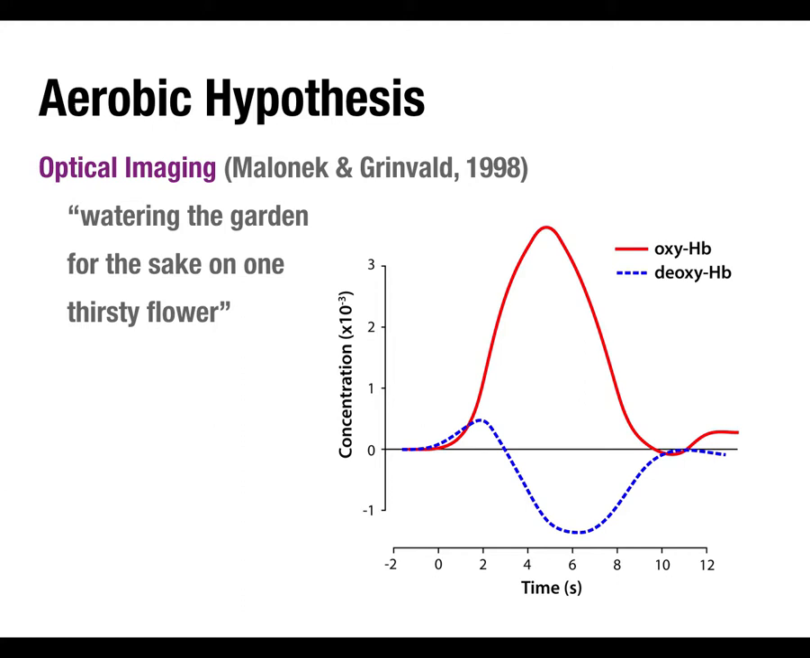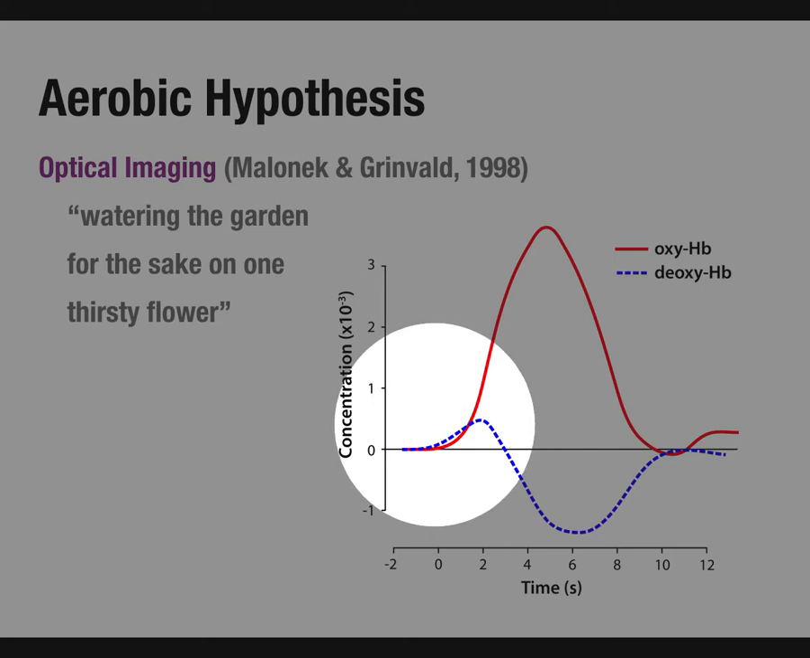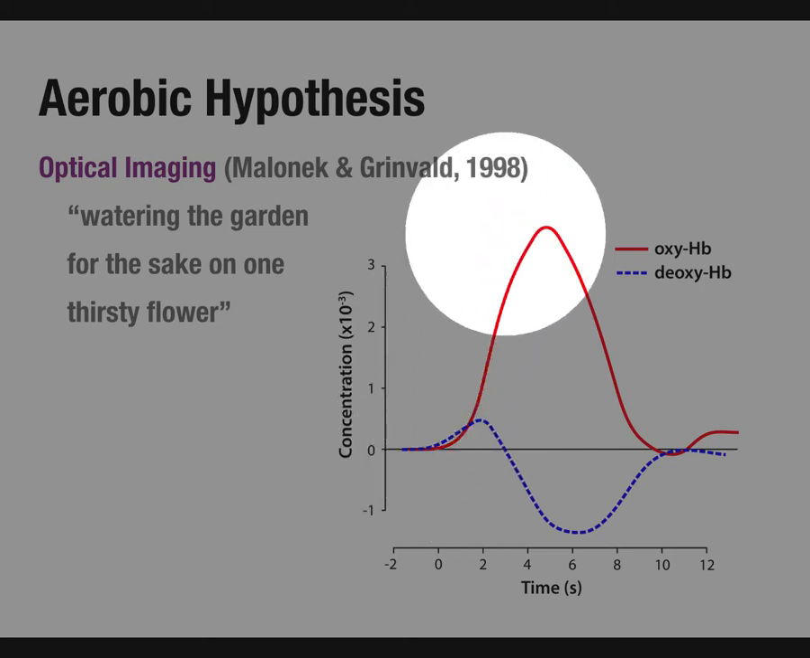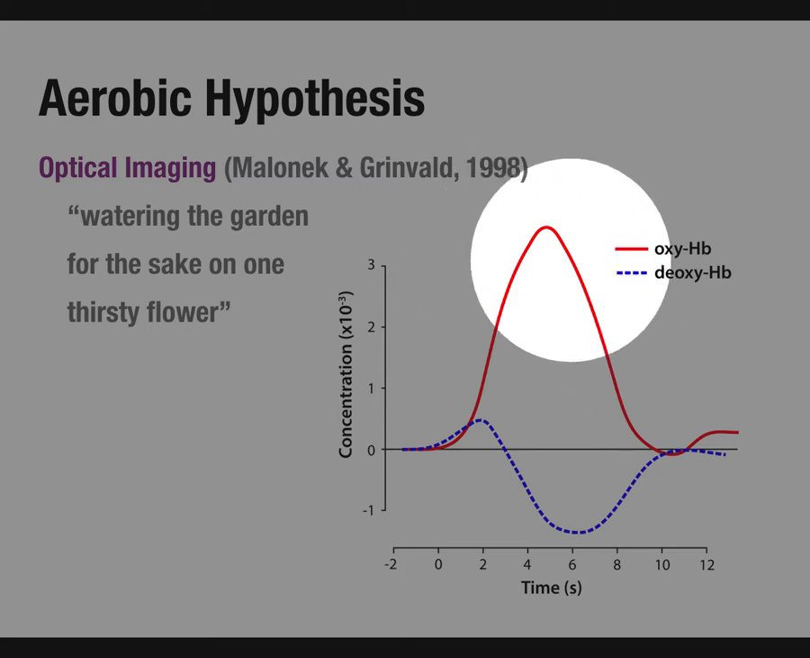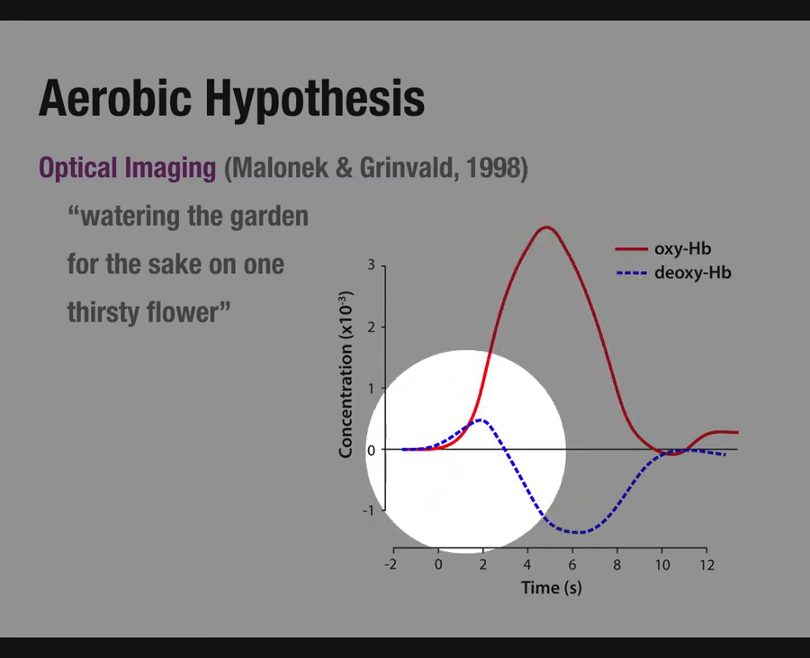So by doing that and then stimulating the animals, they expose the visual cortex of the cats under anesthesia, prop their eyes open, stimulate them visually, and they got a response that you see here, where when they measured the oxyhemoglobin, they saw sort of a delay and then a big rise and a big increase in oxyhemoglobin. And for deoxyhemoglobin, they saw this interesting pattern where there's initially a little rise and then a big dip.